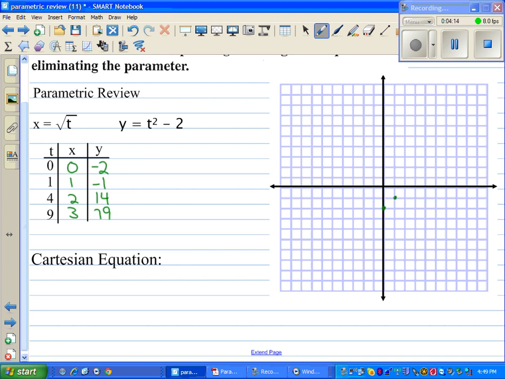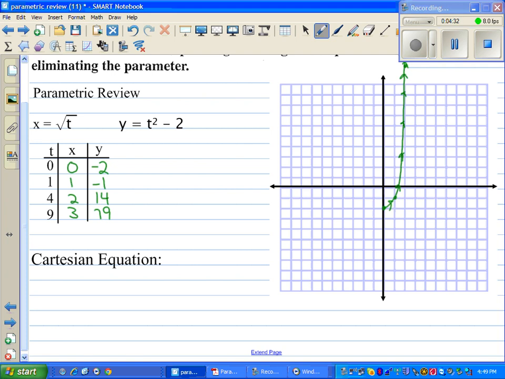2 is already way up here. This is what it looks like right there. And if we indicate the direction, it's going in an upward fashion, so to speak.